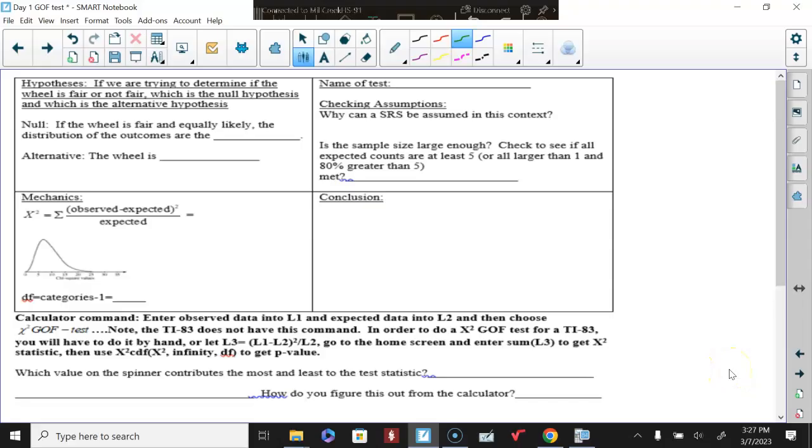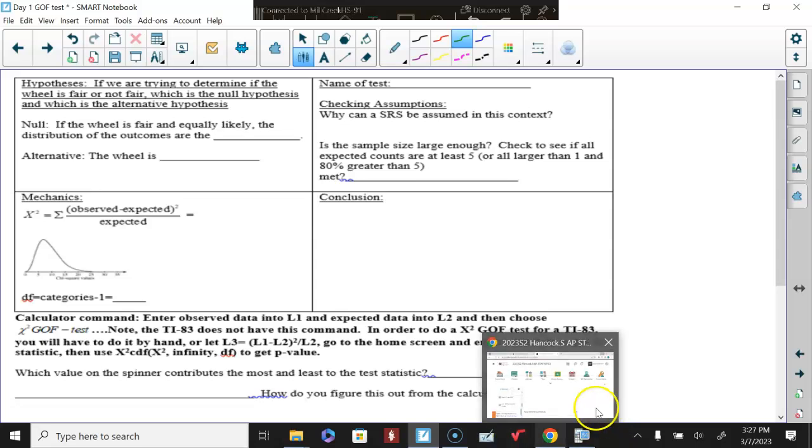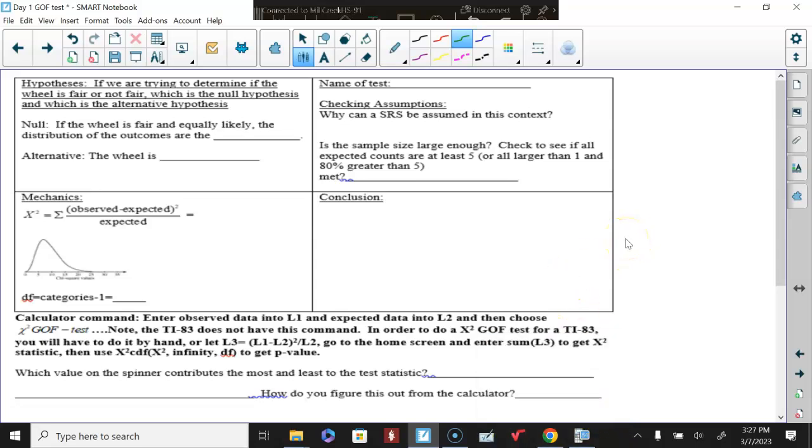All right, so knowing that, we're going to go ahead and do our significance test. The first thing you do is you state the null hypothesis. What's different about a chi-square test is our null hypothesis is going to be in terms of a sentence. So basically, our null hypothesis would be that we're assuming the spinner is fair unless we have enough evidence to say otherwise. So your null could be the wheel is fair, or your null could be the wheel is equally likely, or you could say the distribution of the outcomes on this spinner are the same or equally likely.